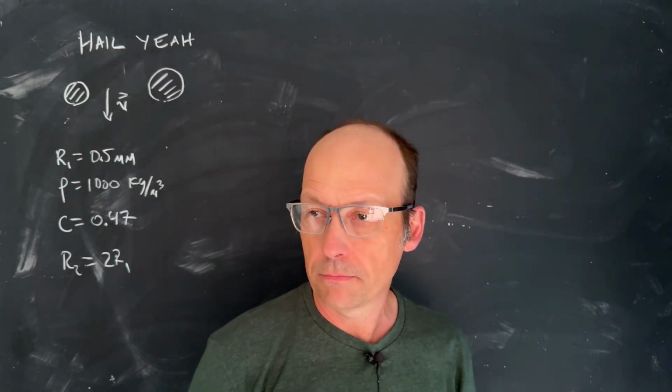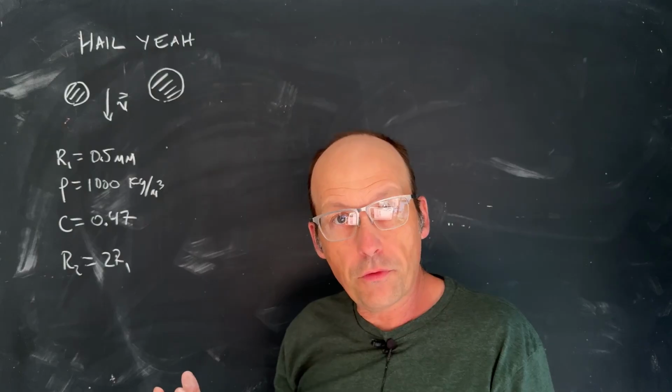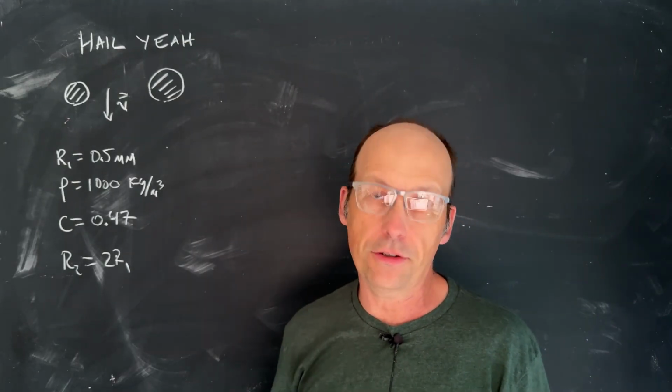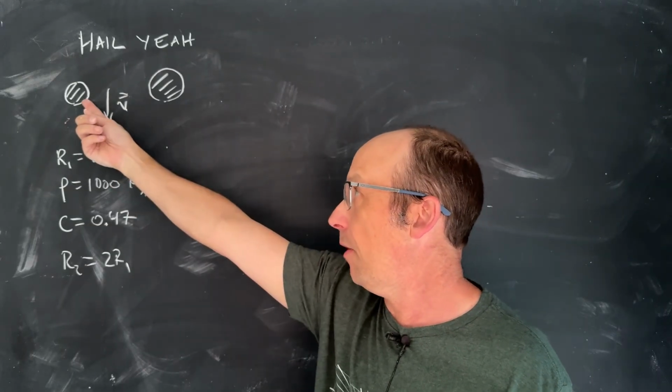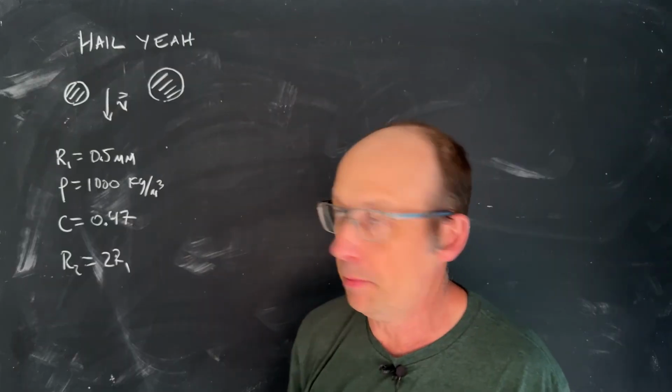Hail. It falls from the sky. So let's calculate the terminal velocity for a little ball of hail and then double the size of it and see what happens. So if I have a ball of hail, I'll give its radius of 0.5 millimeters. I just picked something, might be too big, I don't know.